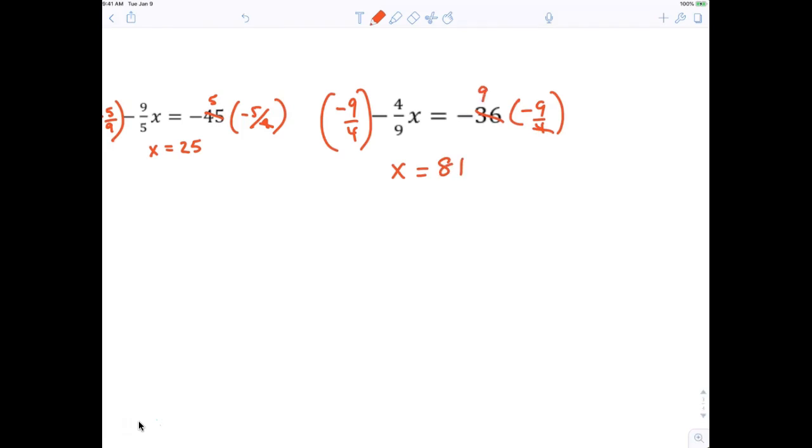Again, two negatives make the positive. 36 divided by 4 is 9. And 9 times 9 is 81. No, because it does make a difference. Right? It doesn't make a difference if I do 36 times 9 and then divide it by 4. You with me?